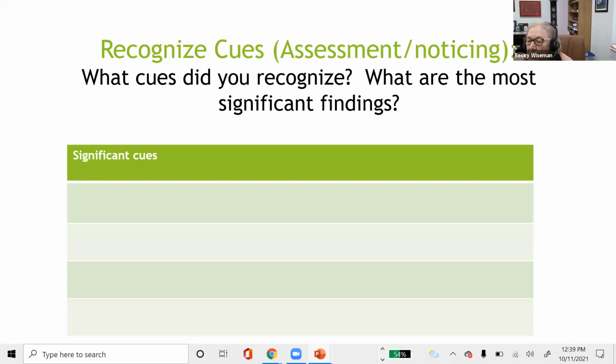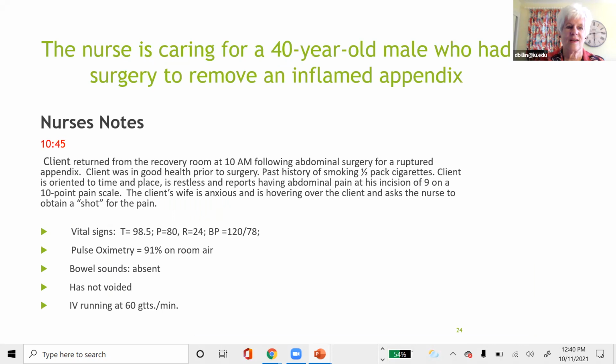Someone wants to know if we can put the scenario back up. Yeah. They don't have the PowerPoint with them. Oh, okay, sure. And another one says 45 minutes since returning to the unit. Okay. Good job so far. All righty.